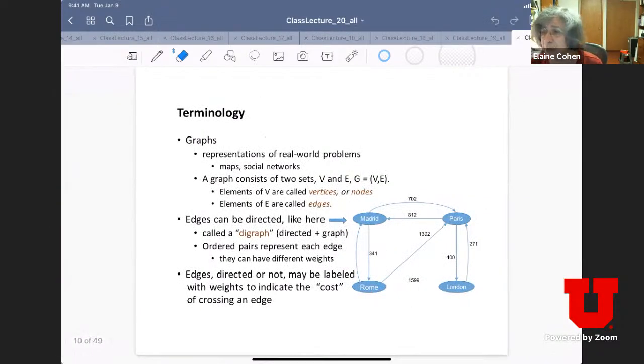Okay, so what's our terminology here? Our terminology is that a graph represents lots of real world things. So maps can be viewed as graphs, which we have a small example of on this page. Social networks are definitely graphs. Lots of different things end up being represented as graphs, and they're complex kinds of graphs. And your life is involved in those.